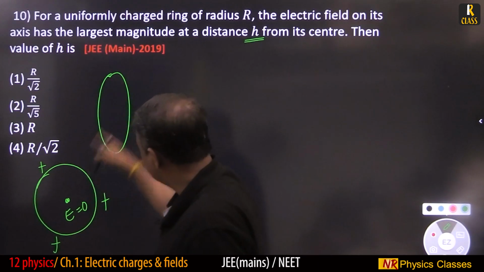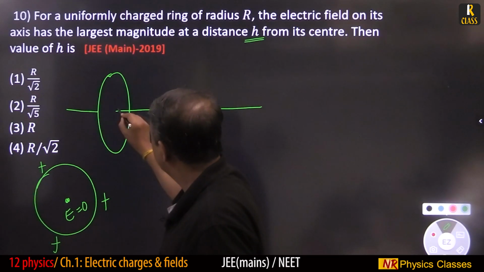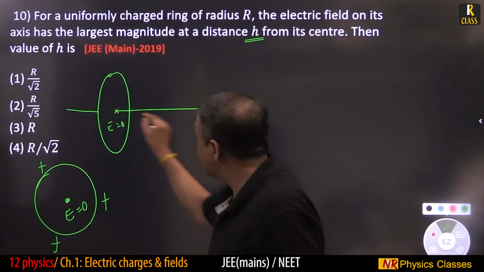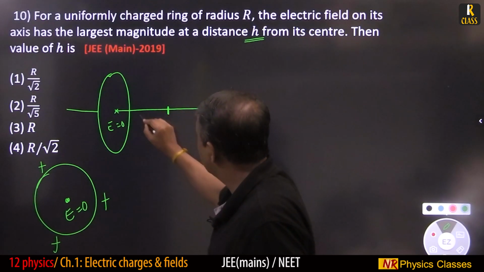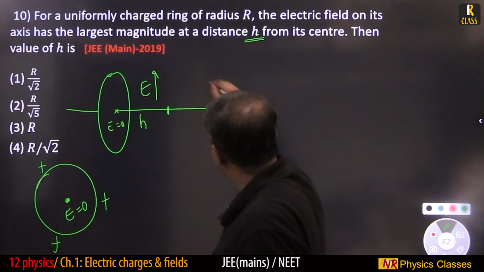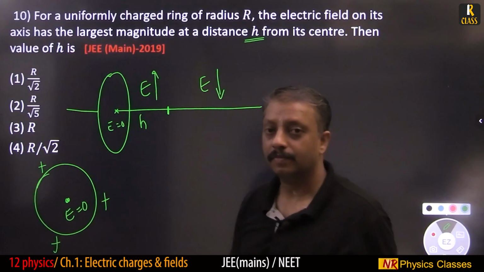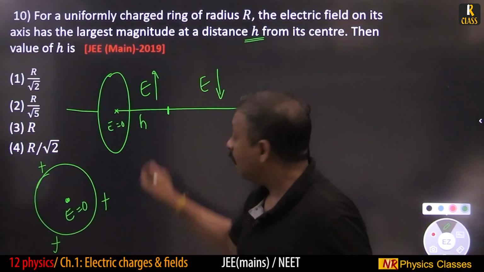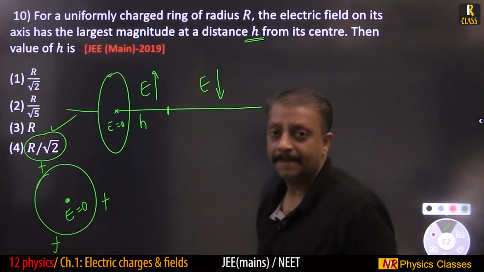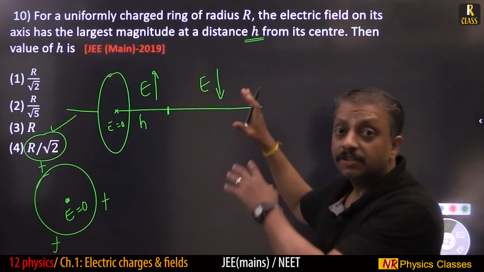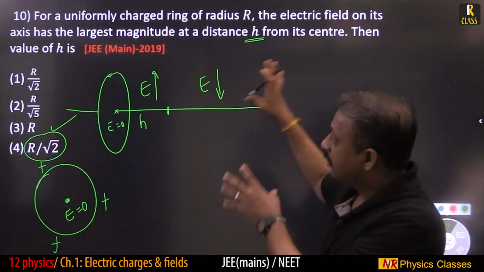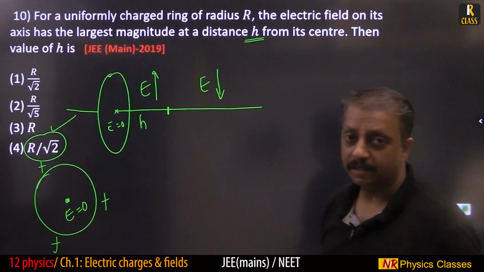This is the ring of charge, same. This is the axis. At this point, the electric field is 0. So with increase in distance, the electric field increases, becomes maximum at distance h. Here the electric field increases, here it decreases, and we have to find h. This h is r by root 2. So this looks like a conceptual question. No more variables, just h and the ring where it is maximum.